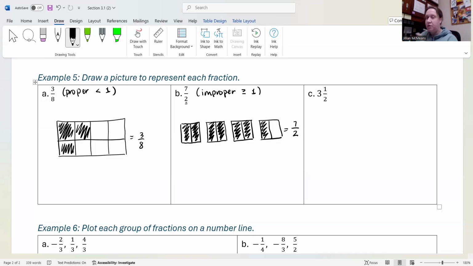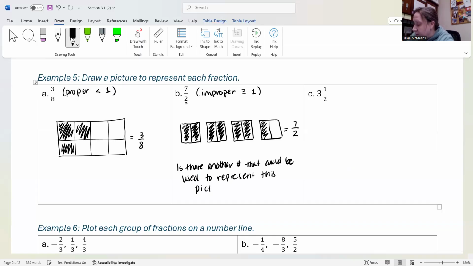So I'm going to give you a little food for thought, we'll say. Is there another number that could be used to represent this picture? And hopefully you're at home shouting, yes, okay? And that leads us to part C. So just kind of ponder this for a moment, and then we're going to draw a picture to go with part C and come back to this question.